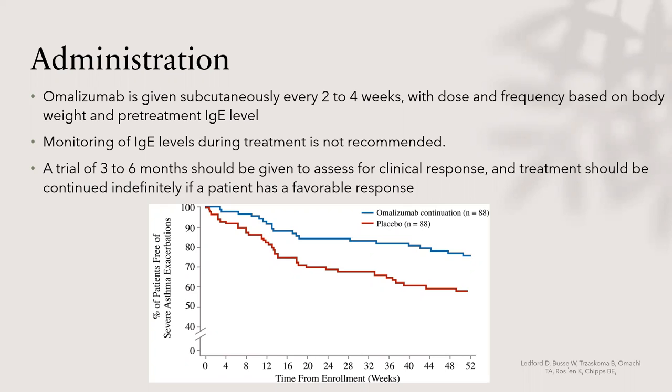You don't have to monitor IgE levels when you're giving omalizumab. There's no linear association with IgE levels coming down and their response being better. You have to give them at least a trial of 3 to 6 months before you say, did it work or did it not work? And if there is a positive response, you want to continue that therapy throughout. This is a graph from the EXCELS study.